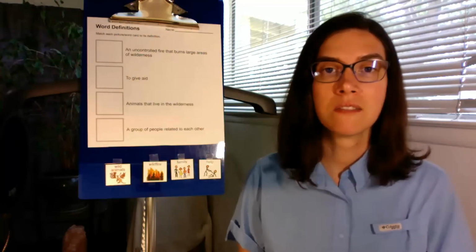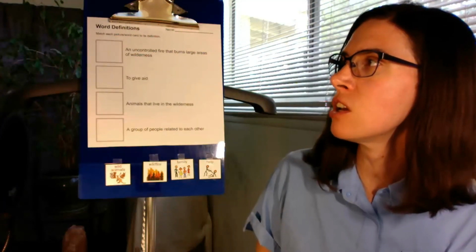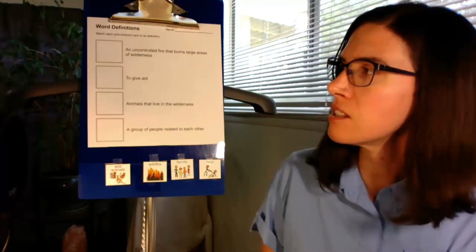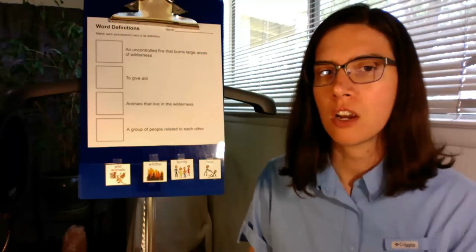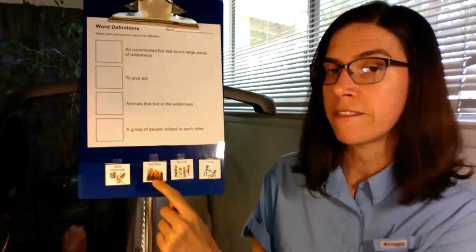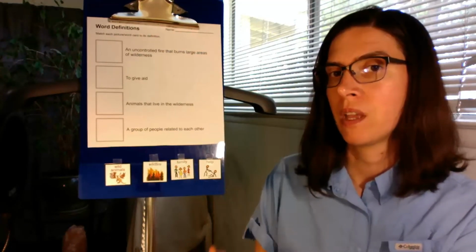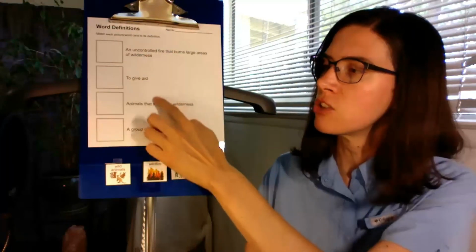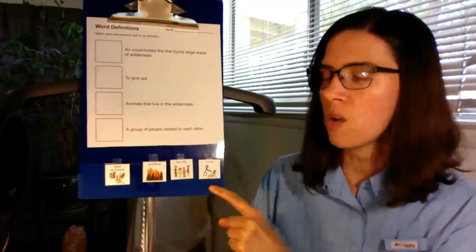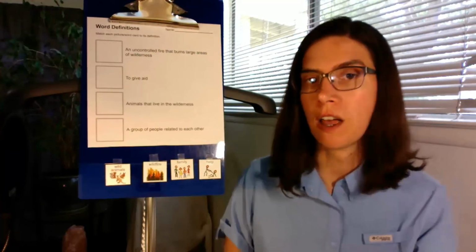If you can't print, that's fine. Just watch and follow along as I do them. So our first page, page 6, is word definitions. Let's look at our choices first. Our choices are wild animals, wildfire, family, and help. So we're going to read these definitions one at a time and choose what word it's defining. You can also look at the pictures for help.